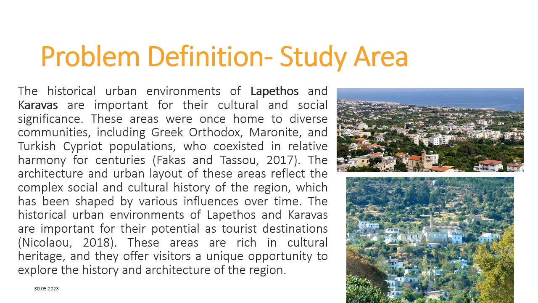In the northern part of Cyprus, there are many historic urban elements and unfortunately they don't have any protection plan or protection boundaries. The historical urban environments of Lapithos and Karavas are important for their cultural and social significance. These areas were once home to diverse communities including Greek Orthodox, Maronite and Turkish Cypriot populations, who coexisted in relative harmony for centuries. The architecture and urban layout of these areas reflected the complex social and cultural history of the region, which has been shaped by various influences over time.